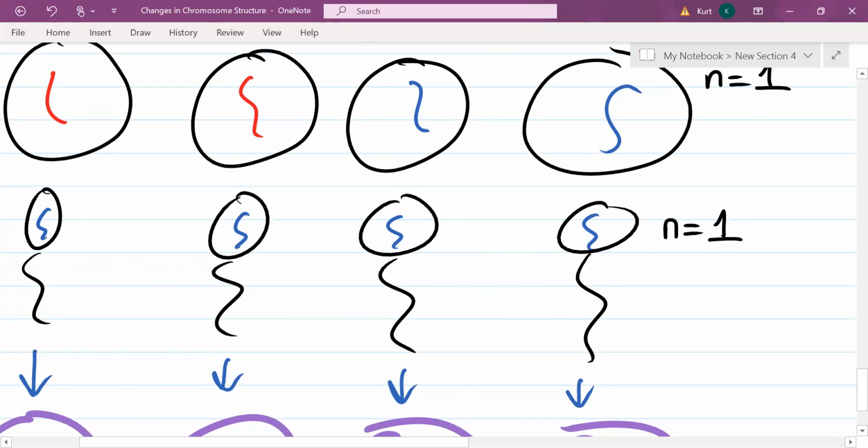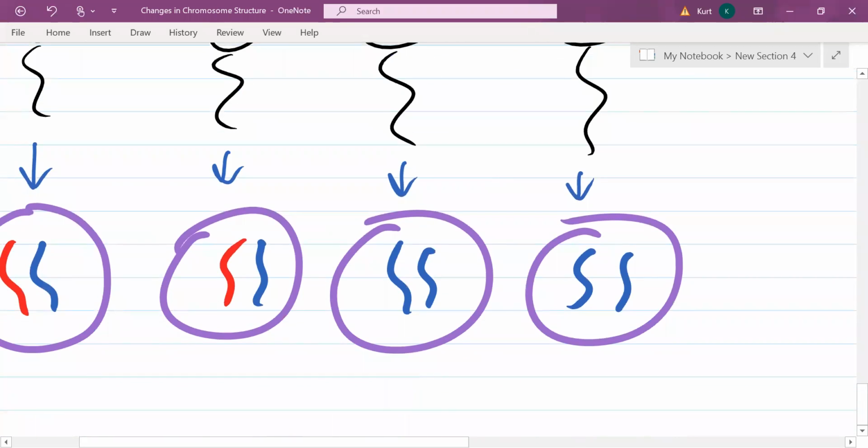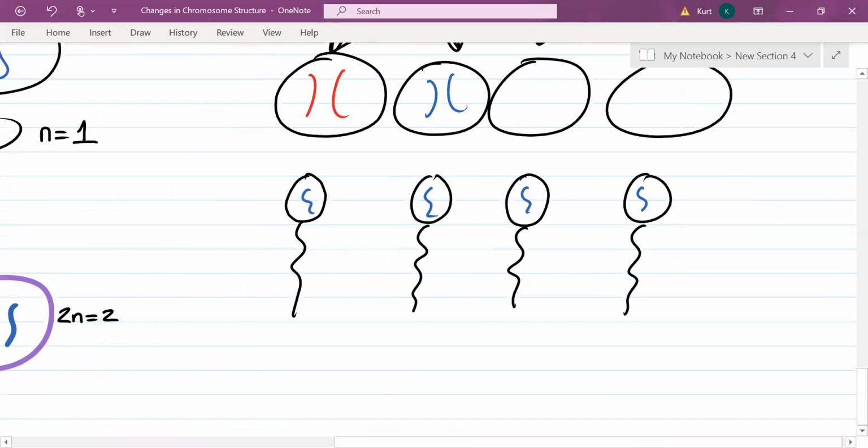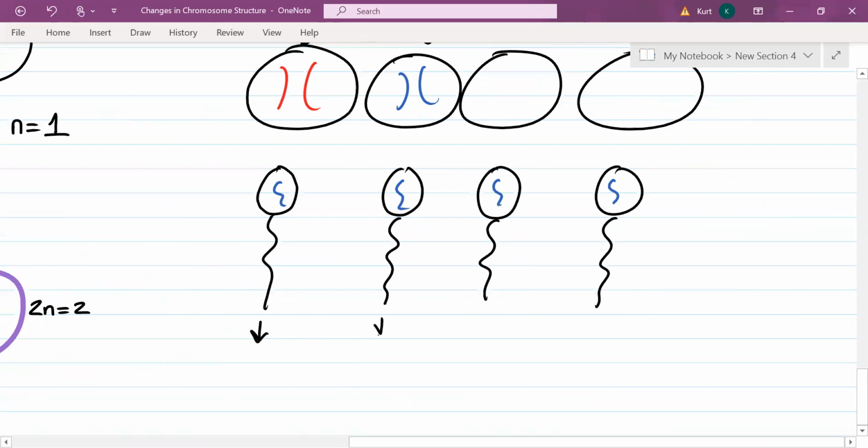Good. And now take a look at these zygotes. Are they haploid or diploid? Very good. And what is their diploid number? Very good. Okay. Now let's go over here. I think we're all caught up. Okay. Let's make some zygotes now.